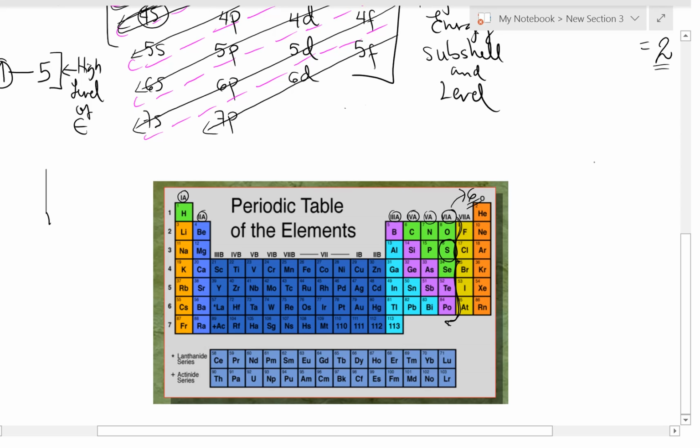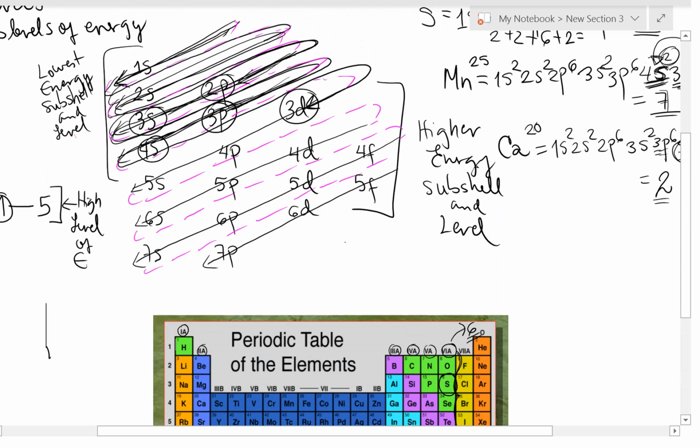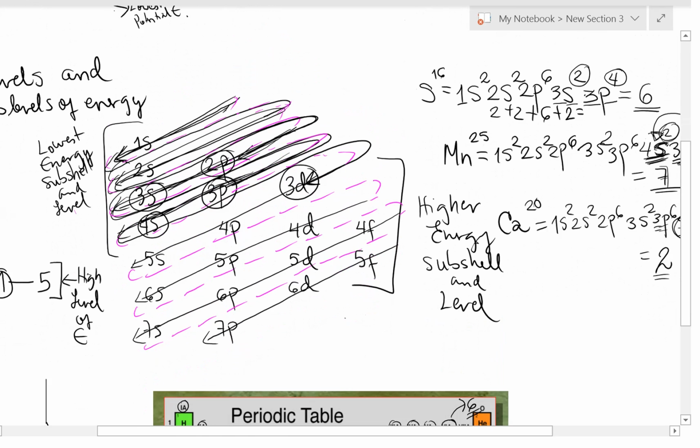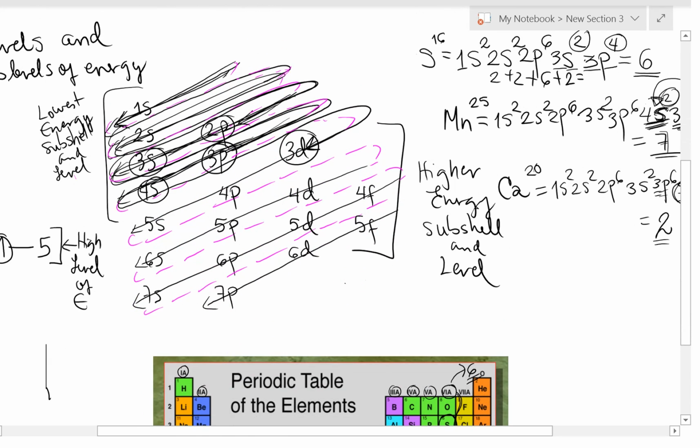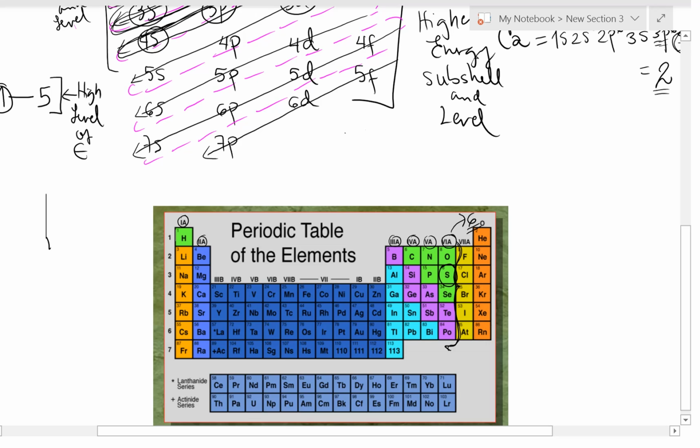So let's prove that we did this right. For manganese, we got that manganese only has 7 valence electrons, and manganese is number 25 in the periodic table. So manganese is here, and we have 7 here. So we did it right. All the elements that are located in the same group can only share or transfer 7 valence electrons.